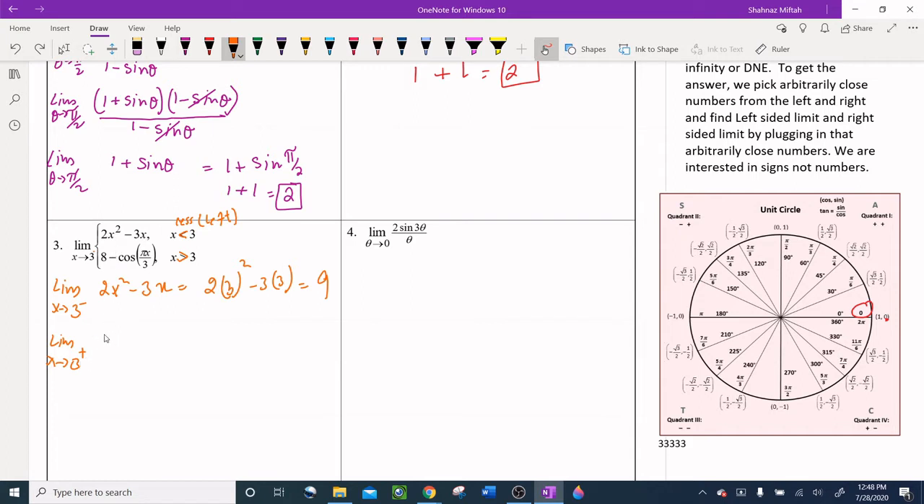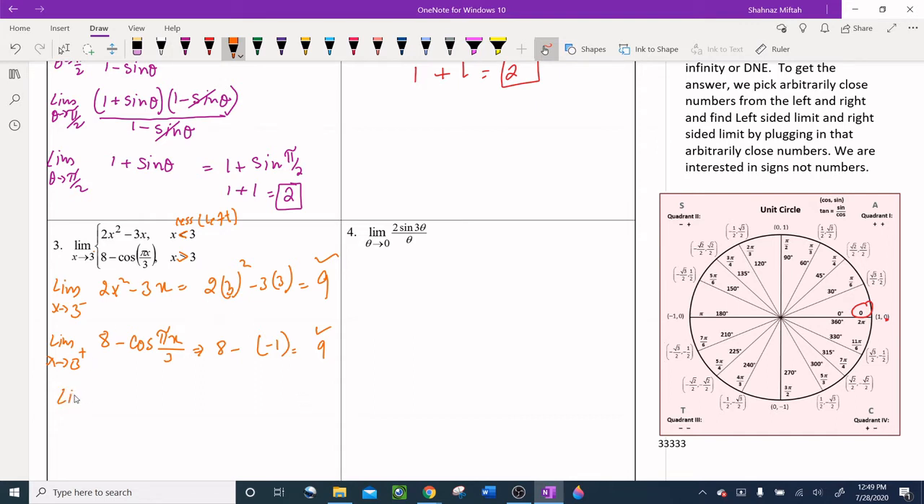Okay, from the right, I'm using 8 minus cosine of pi x over 3. If I plug in 3 here, the 3s cancel out, I'm left with pi, right? So now I'm getting 8 minus cosine pi. Cosine of pi is -1, so minus -1 is going to give me 8 plus 1, which is 9. Do you see the left side limit and the right side limit are exactly the same, which means the limit exists as x approaches 3 for this piecewise function.